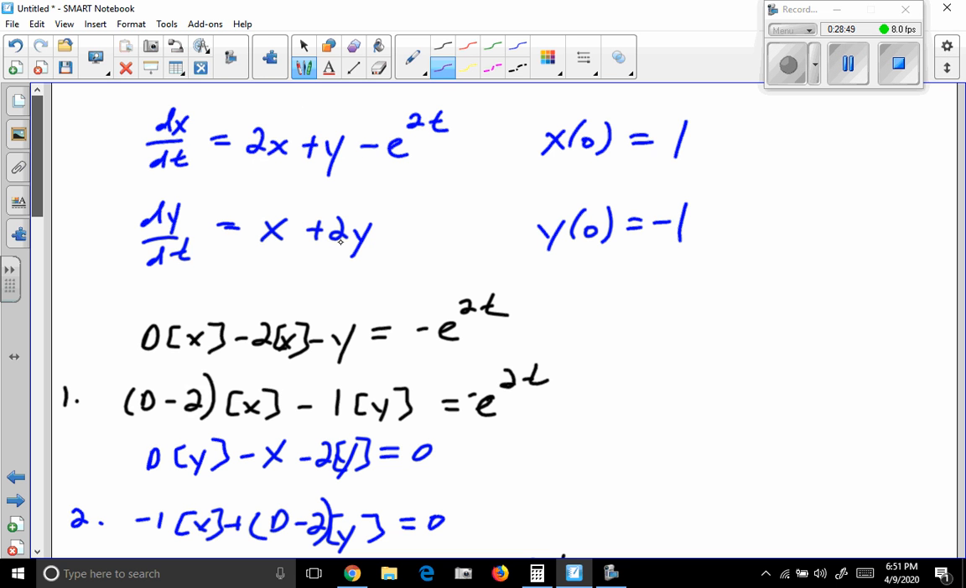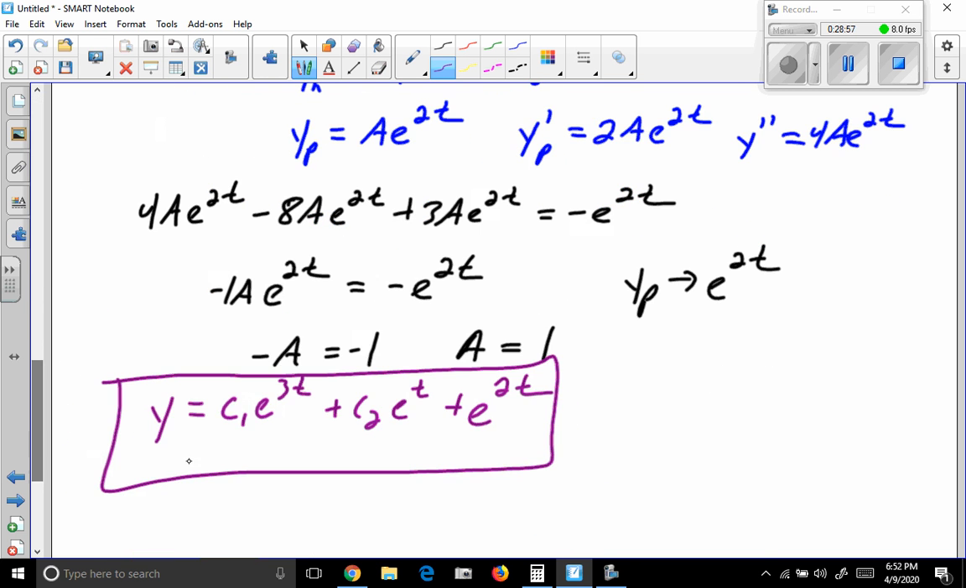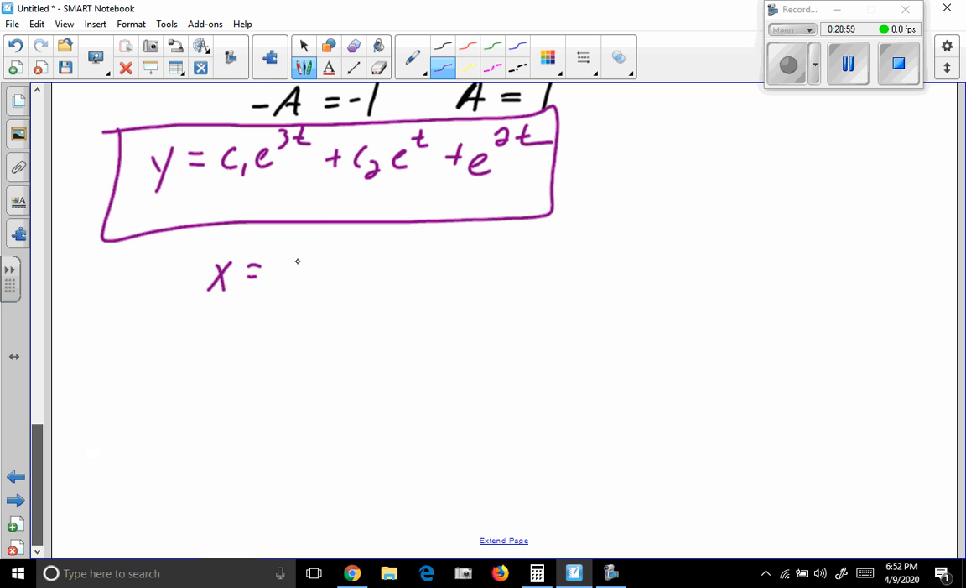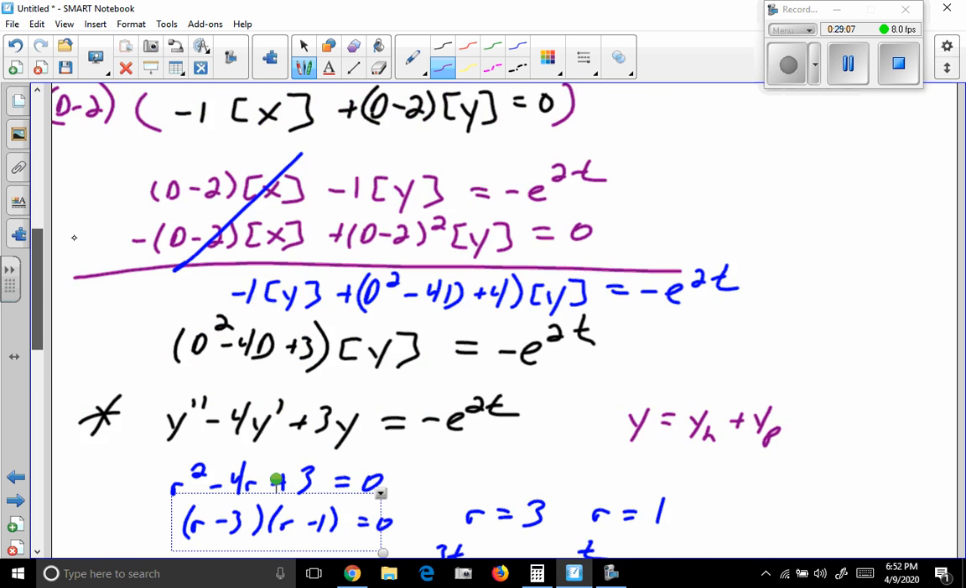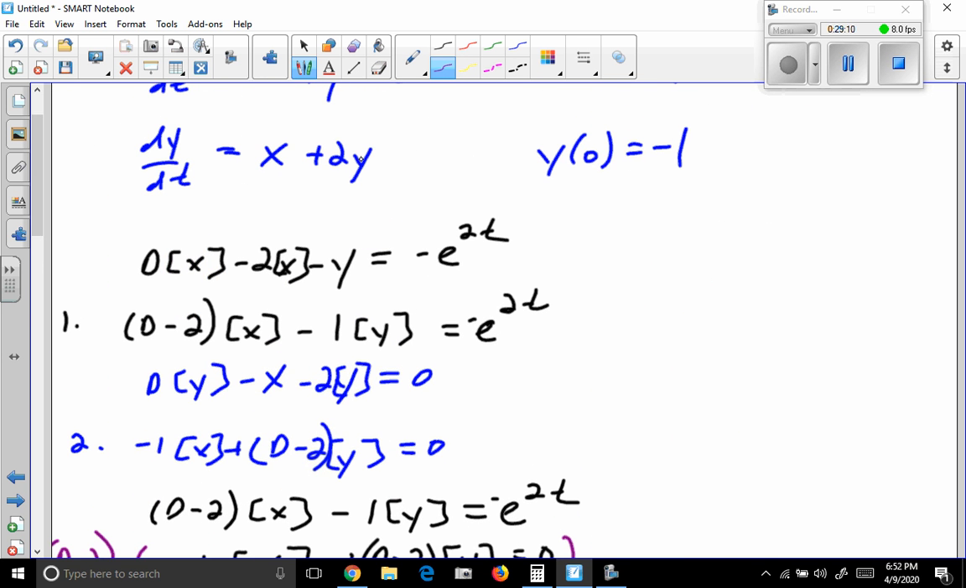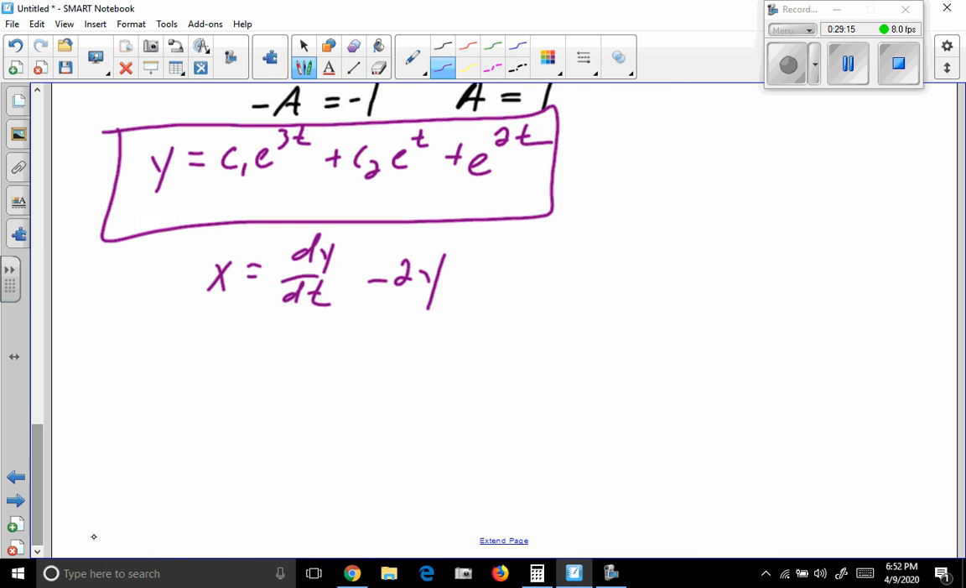So in this bottom equation, notice we can solve it for x pretty easily. If we subtract 2y from both sides, we get x equals dy dt minus 2y. Yeah, if we subtract 2y from both sides, we have y prime minus 2y equals x. So x, again, is y prime minus 2y. We know, in general, what the solution for y is. So we need y prime.